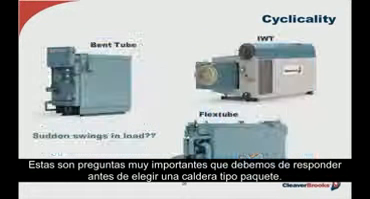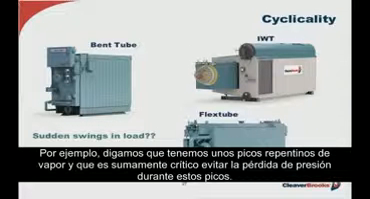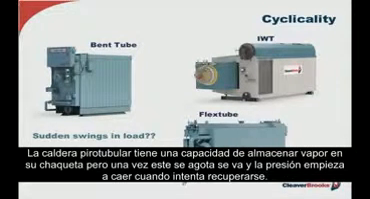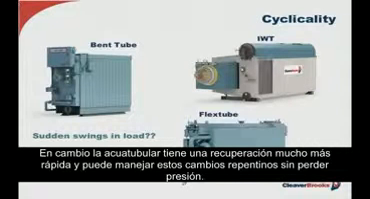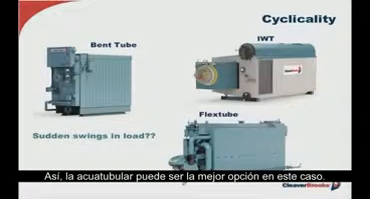For instance, let's say we have sudden steam demand spikes, and it's extremely critical that we don't lose pressure during these spikes. The fire tube boiler has some steam storage capacity in its shell, but once that's depleted, it's gone. And the pressure will begin to fall as it attempts to recover. Now, the water tube boiler, on the other hand, gives us a much faster recovery and is able to handle these sudden swings without losing pressure. So the water tube boiler may indeed be the best choice in this situation.